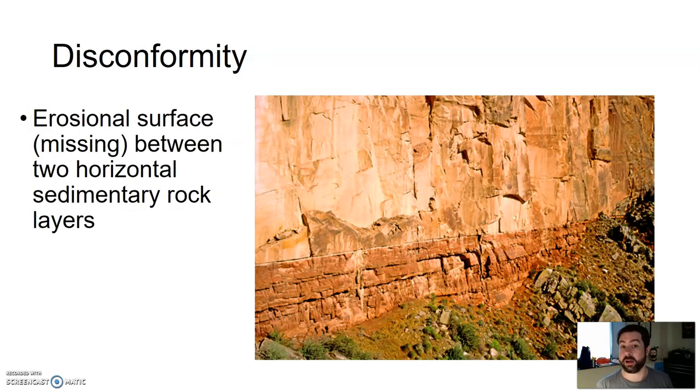So there's 3 types of unconformities. The first is called a disconformity. This is a weird one. It's kind of a hard one. There's an erosional surface, so missing material.